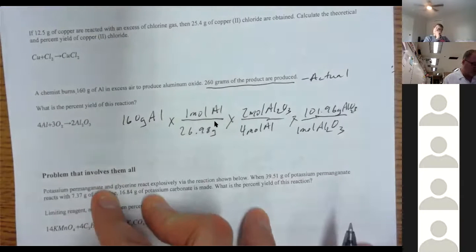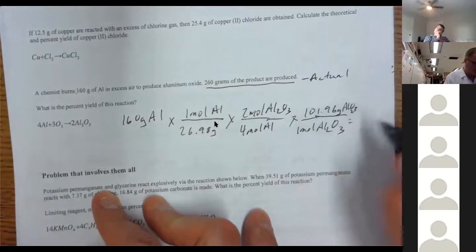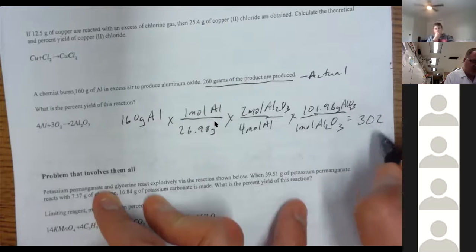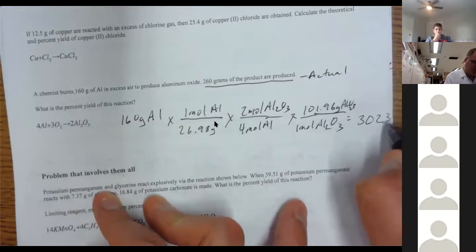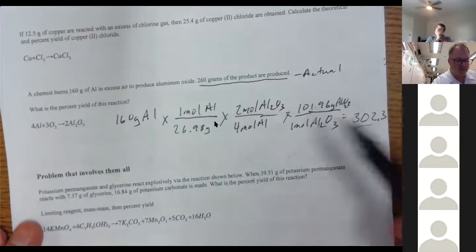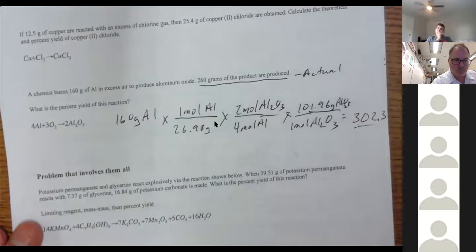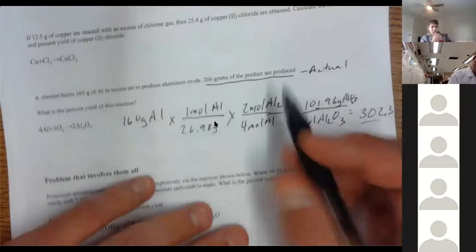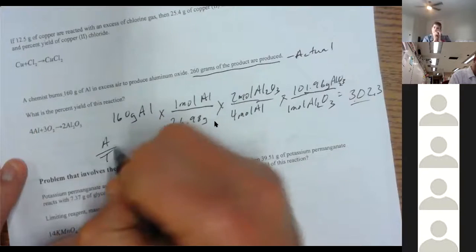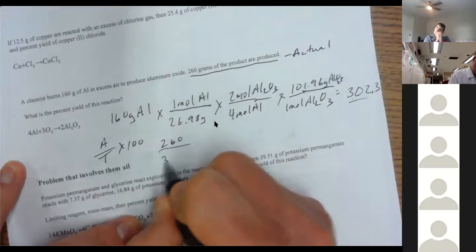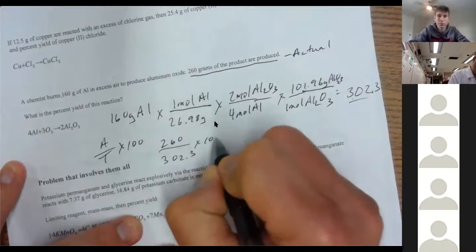160 divided by 26.98 times 2 divided by 4 times 101.96 is about 302.3276. So 302.3. And since we're changing this to percent, remember we round all of the percents to 2 decimal places. So I'm going to leave that like that. Remember, I take the actual over the theoretical and multiply that by 100. So 260 divided by 302.3 times 100.